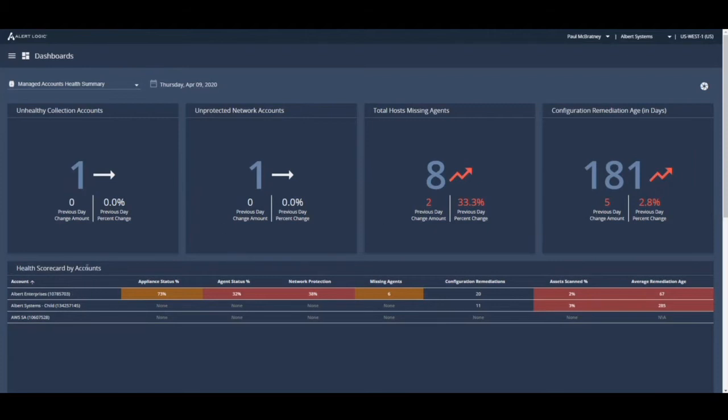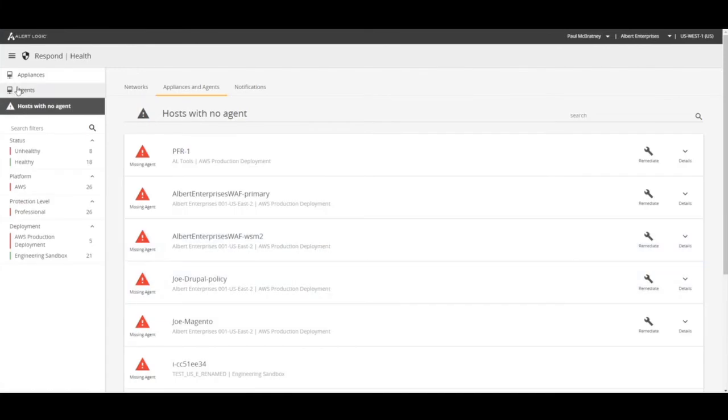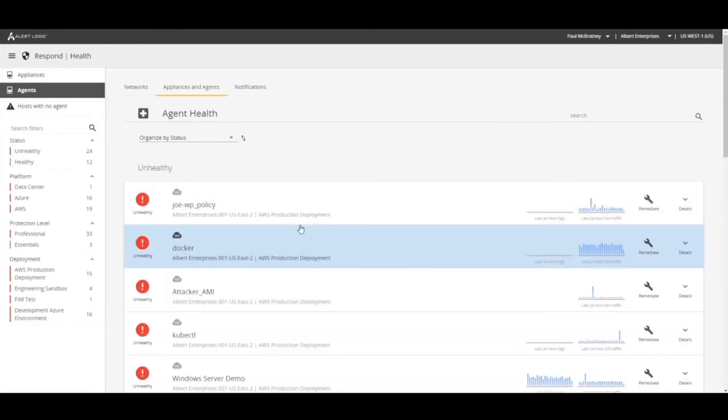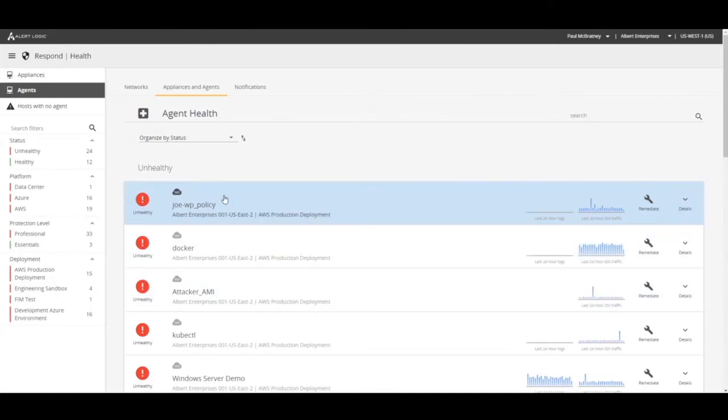So in the health scorecard by account, the big question is, where should I focus? Well, obviously, if you have a lot of red on one of these lines and each line represents a separate account, that's really where you want to focus. One of the things I think is especially important is if you don't have agents in a particular area or you don't have protection on a particular network, that's one of the things you probably want to resolve most quickly. So let's start with agent status. Actually, we're going to jump over to missing agents. So this is going to show you servers that have no agents.